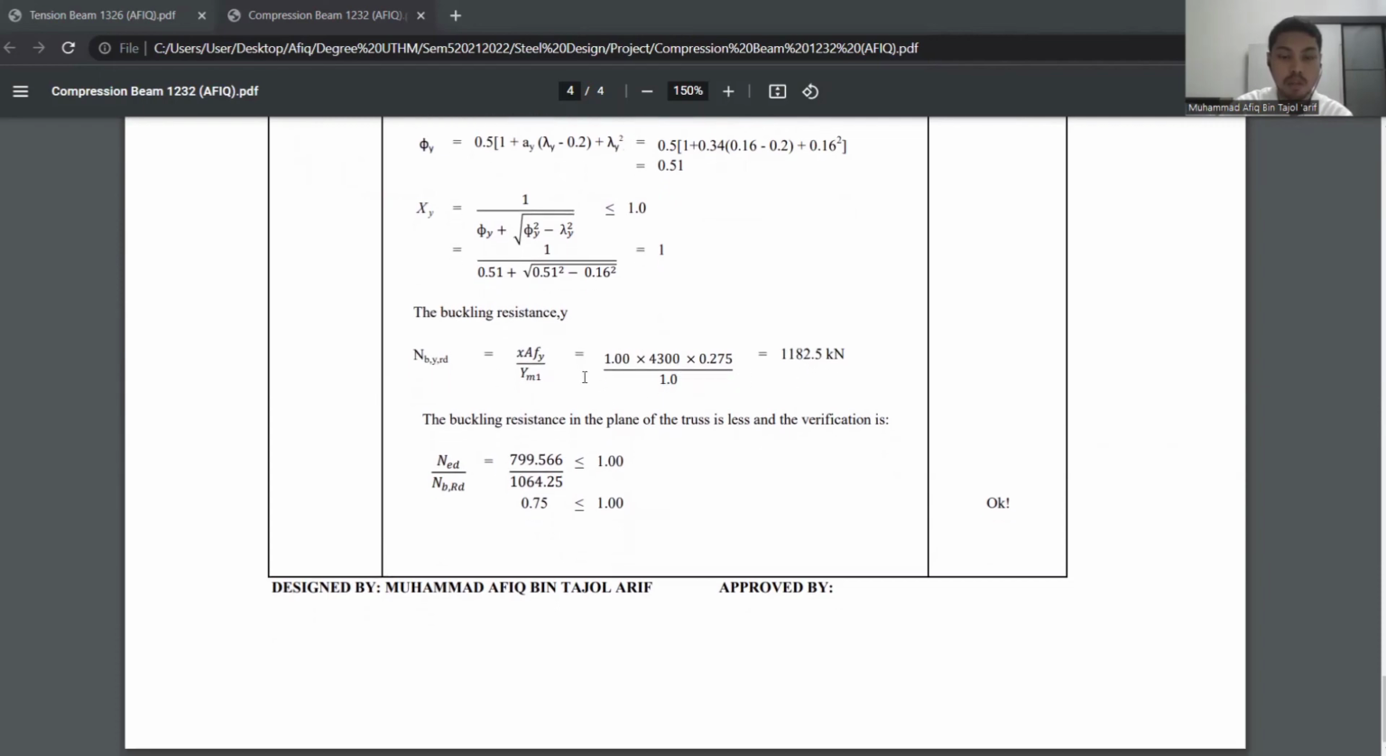Between the values of Nb,z,Rd and Nb,y,Rd, the buckling resistance in-plane is lower, and the verification is NEd over Nb,Rd, and we use the value of Nb,z,Rd. So the final value we got is 0.75, which is less than 1.